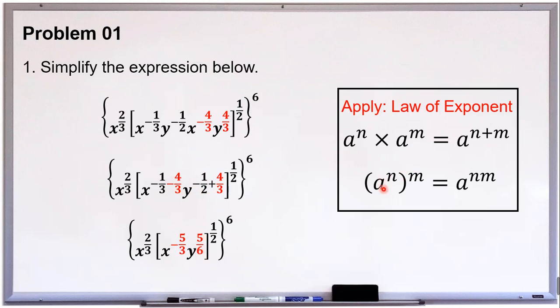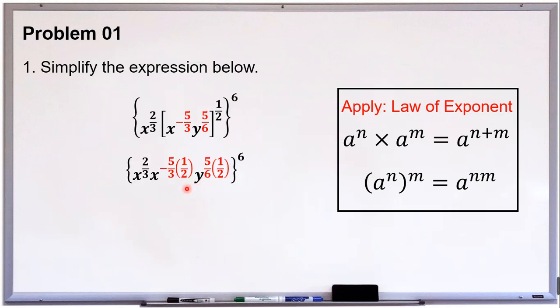Next is we're going to apply this one in order to remove this brace. So we're going to distribute the exponent 1/2 to each of the exponents of the variables x and y inside this brace. Okay, so we have negative 5/3 times 1/2, and then we have 5/6 times 1/2. So the result is negative 5/6 for x, and you have 5/12 for the variable y.